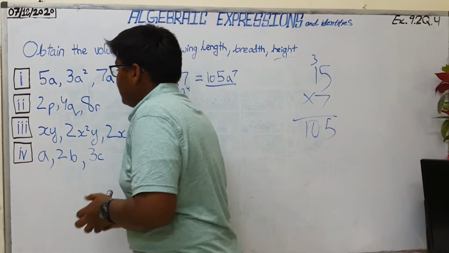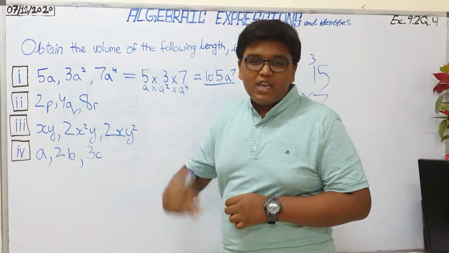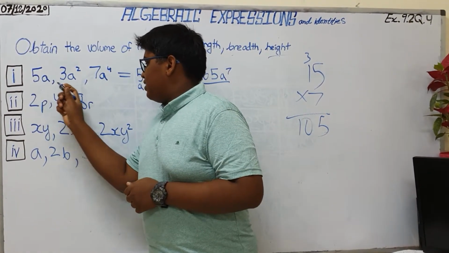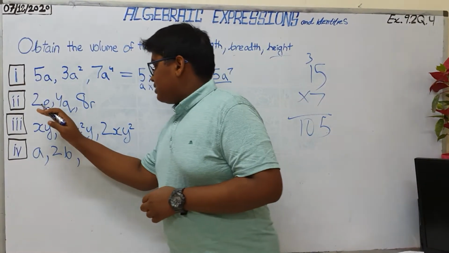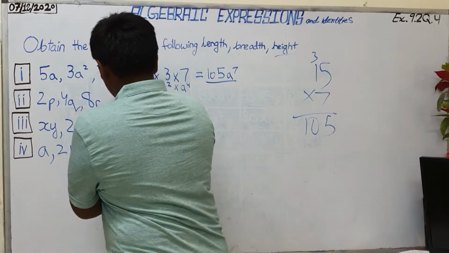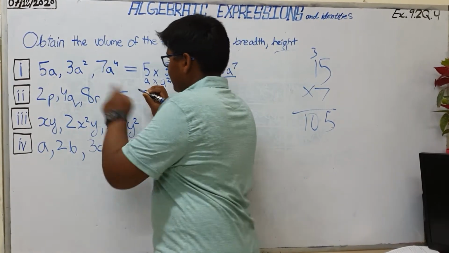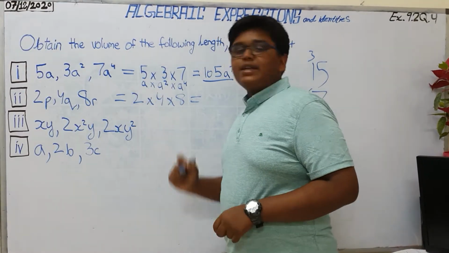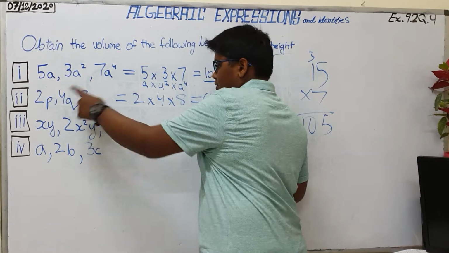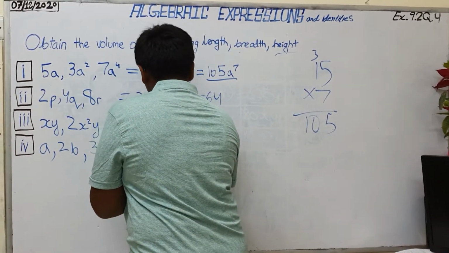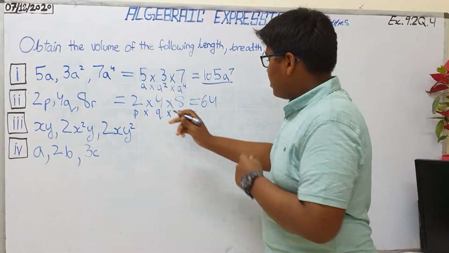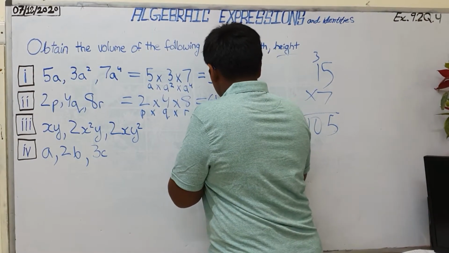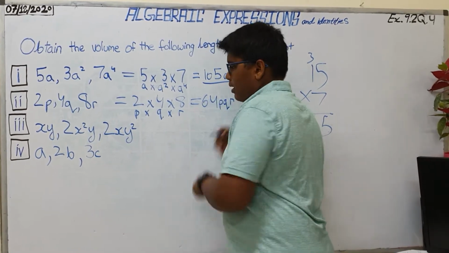Now let's go to the second question. The second question is 2p, 4q, 8r. So we have 3 terms in it, but we have 3 different variables here. In the previous question we had the same variables, but in this question they have given us different variables. Now let's try to solve them. First we are going to separate the constants. 2 into 4 into 8. 2 into 4 equals 8 and 8 into 8 equals 64. Now separate the variables. p into q into r. And now multiply them. p into q equals pq and pq into r equals pqr. So we got the answer as 64pqr.